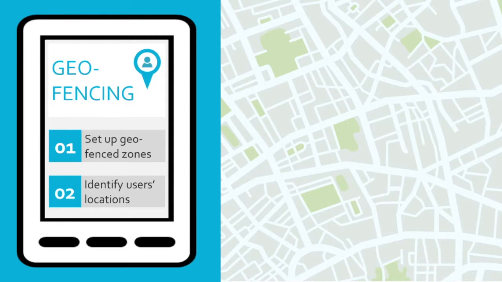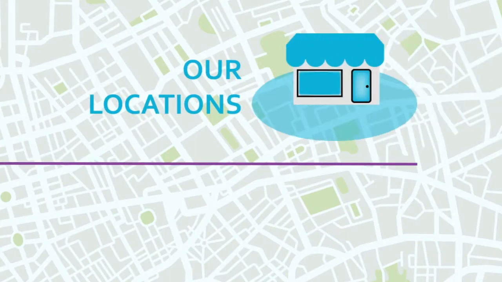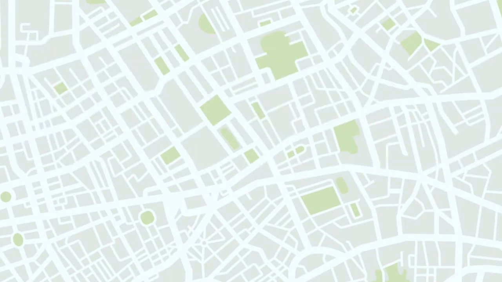First, we set up geofence zones around the locations where our target audiences are likely to be, such as our locations, which allows us to serve ads to customers during their visit and for up to 30 days after. It's a great way to promote loyalty offers and generate repeat business.